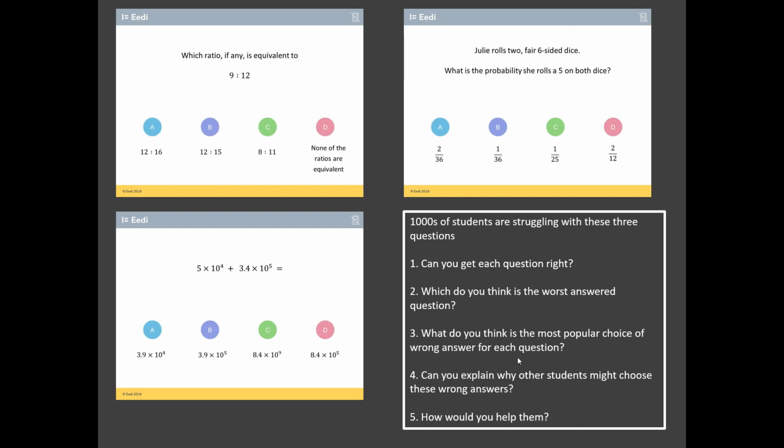Okay, have you got your answers? Nice one. Let's go for it. So to build up a bit of drama, I'm going to reveal them in descending order. So here is the least worst answered question, if that makes sense. And it is the ratio question.